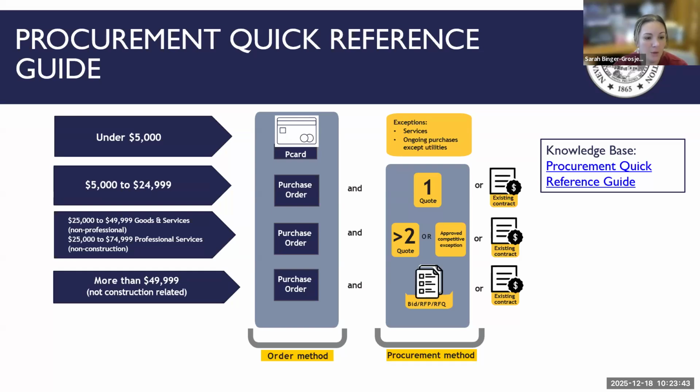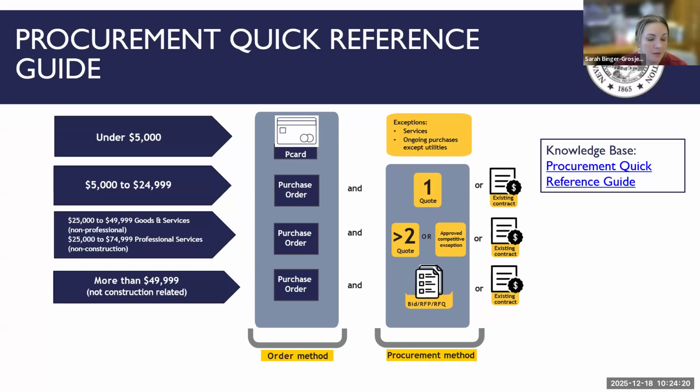Now, for non-professional goods and services between $25,000 and $49,999, two quotes are required, or an approved competitive exception, or again, a contract that I just mentioned. For any non-construction professional services between $25,000 and $74,999, the same threshold applies. I want to give some examples here. For non-professional goods and services between 25 and 49,999, a good example would be janitorial services, so having two quotes for that.